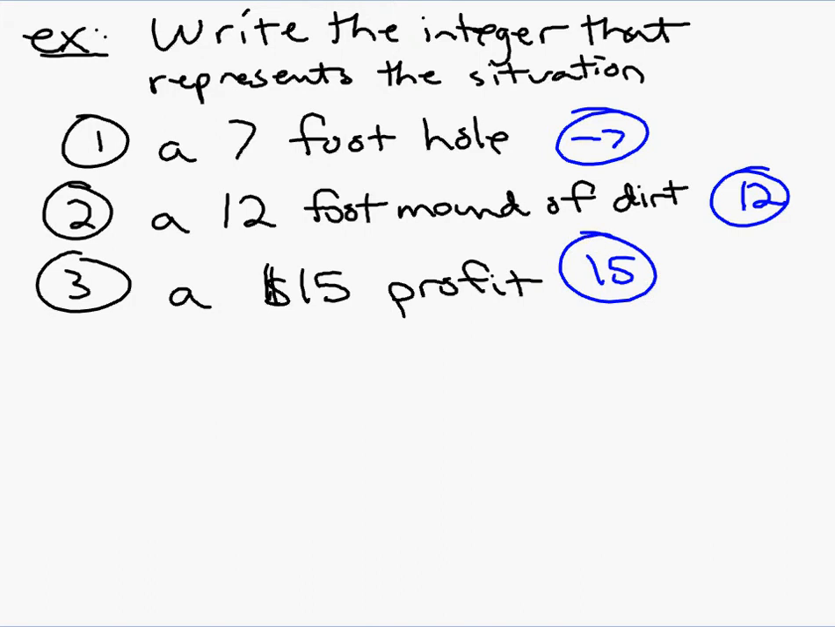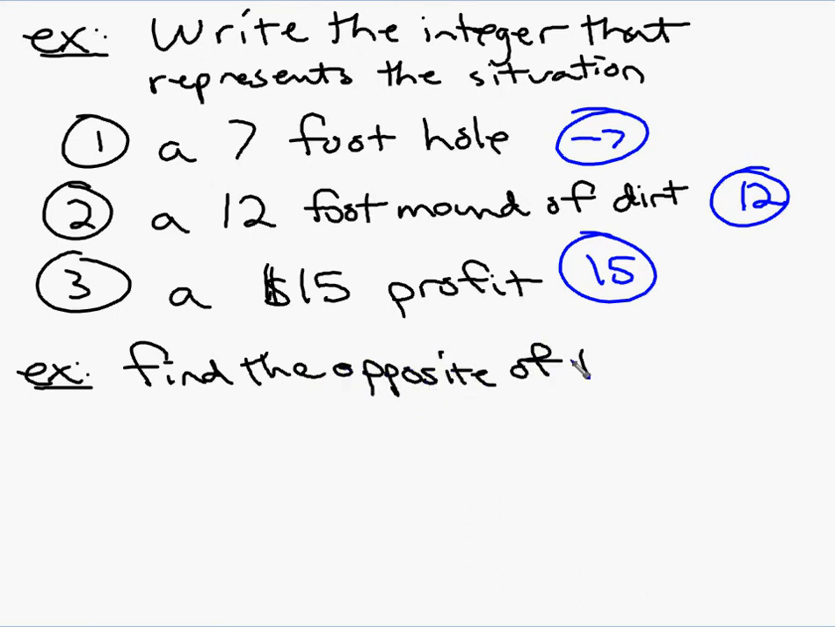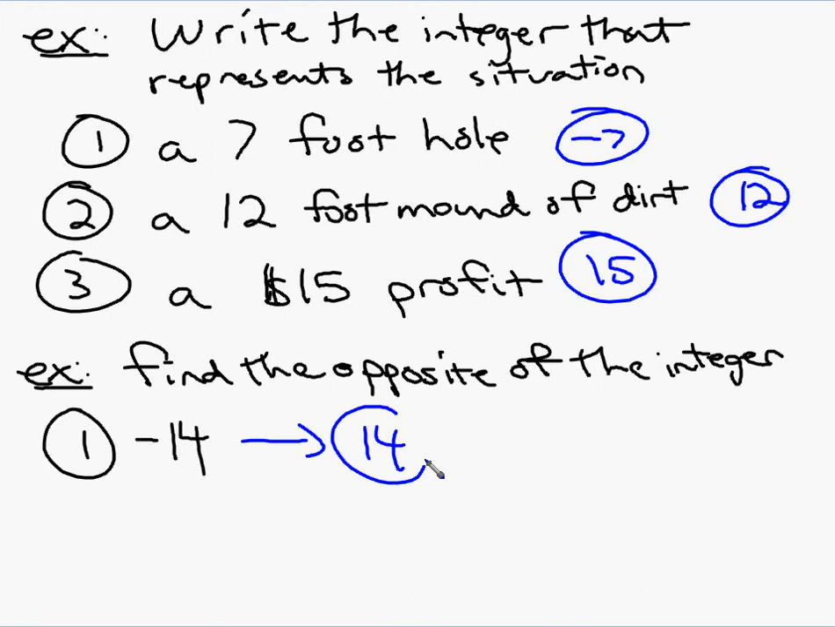The next thing they're going to ask you to do is to find the opposite of the integer. Find the opposite of the integer. So let's say, this is going to be very easy as well, let's say they gave you negative 14. What's the opposite of that integer? Positive 14. Okay, we don't need to do another one of those. That's very easy. If they ask you to find the opposite, it's just the opposite.